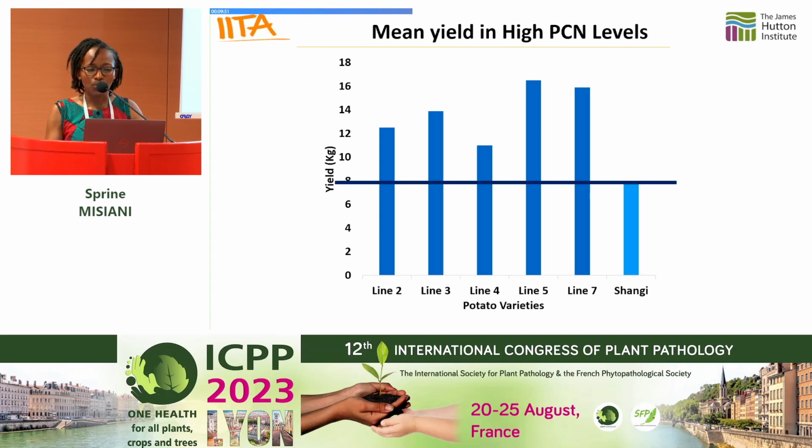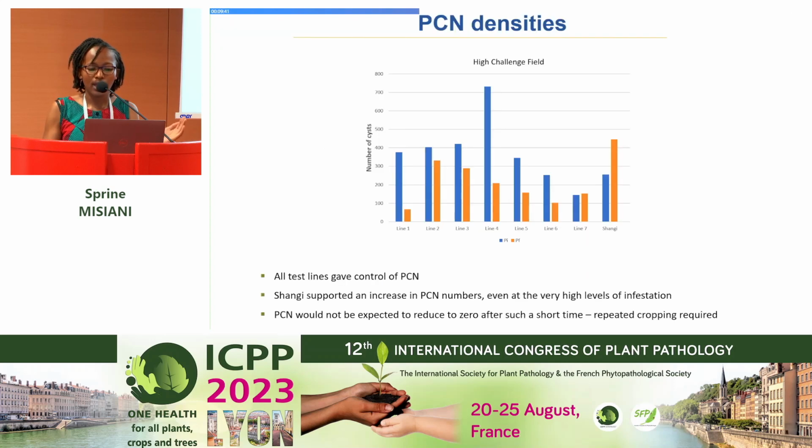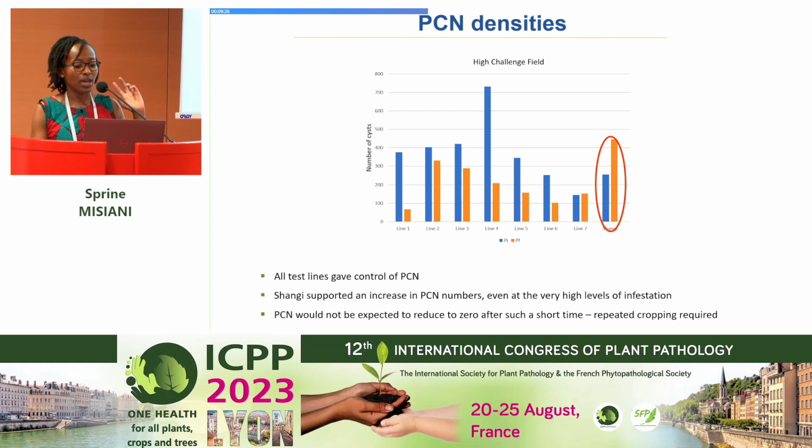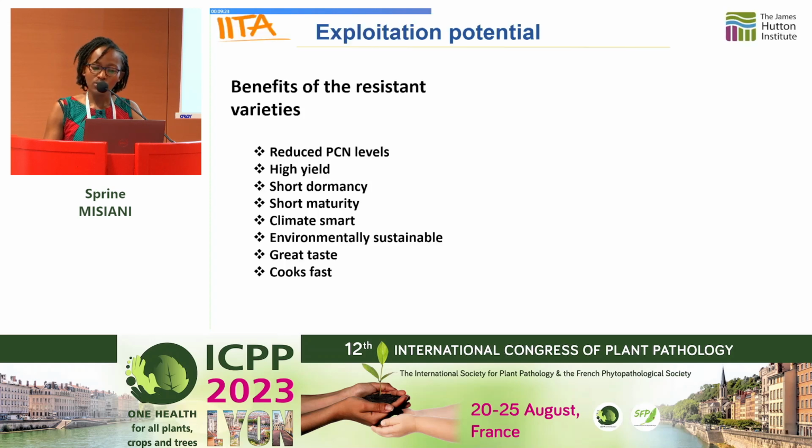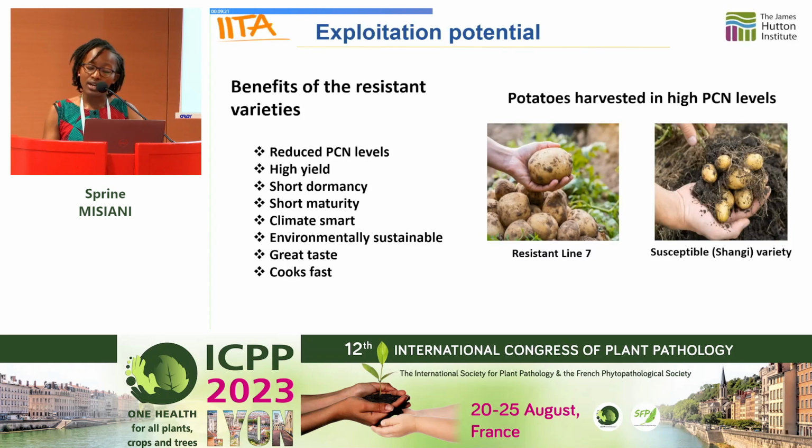However, when we compared the yield for the different lines to Shangi, we noticed that the different varieties had higher yield compared to Shangi. And in addition to that, in fields where we have high PCN densities, we can see that with Shangi, the PCN levels are increasing. But in other potato varieties, we see that the PCN levels are actually reducing.